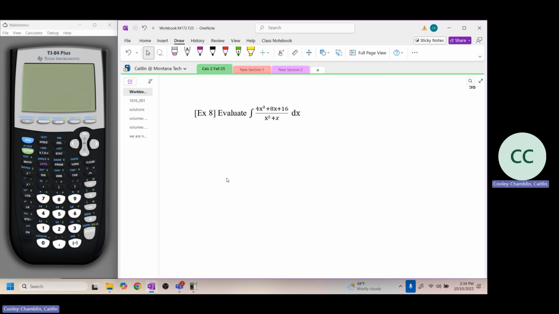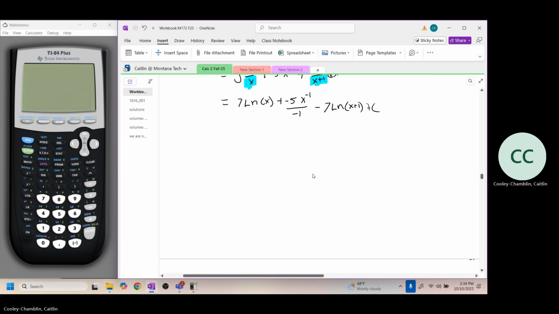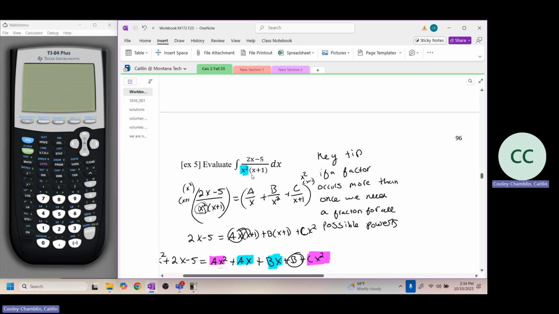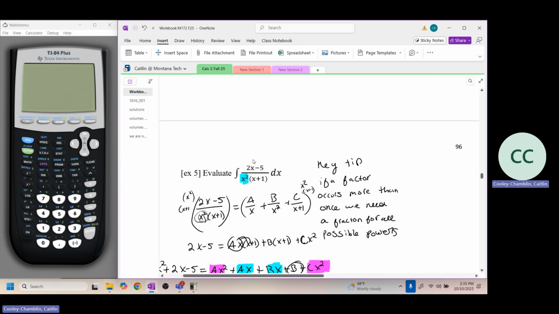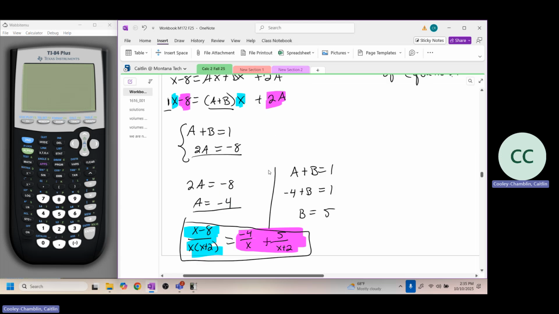Example 8. Now this problem's kind of long. I hope I gave myself, yes, I gave myself 2 pages. Good. So the first thing I want you to notice is that the power in the numerator is a 3 and the power in the denominator is a 2. In all of these other ones, if I multiply this out, the highest power would be a 3 and the top would be a 2. Here, it would have been a 3 and the top a 1. Here, 2 and 1.